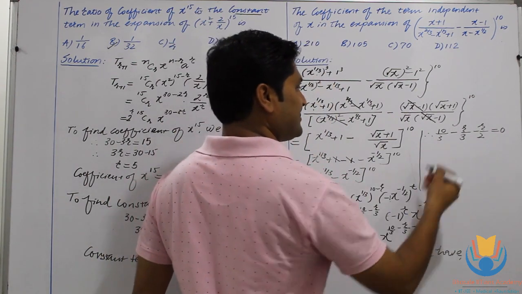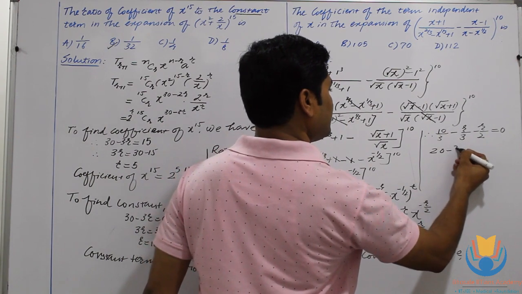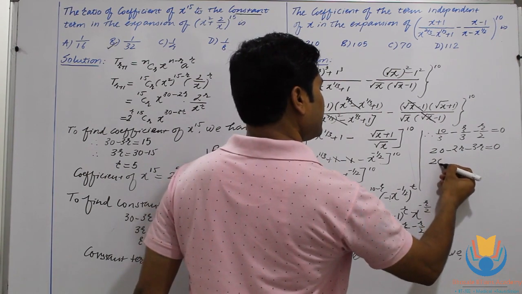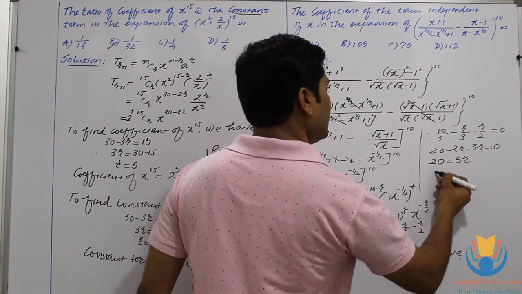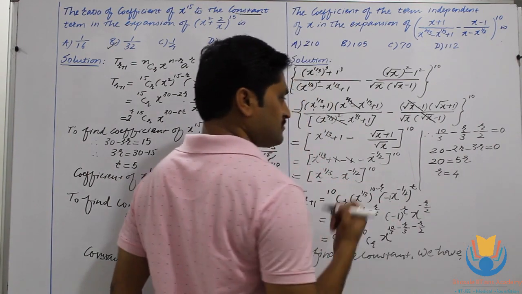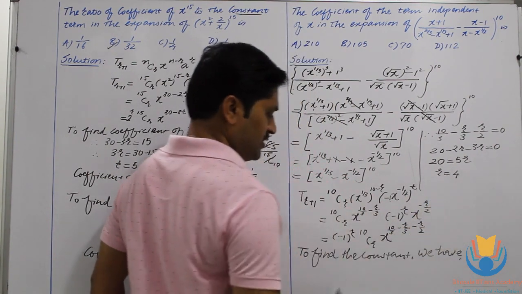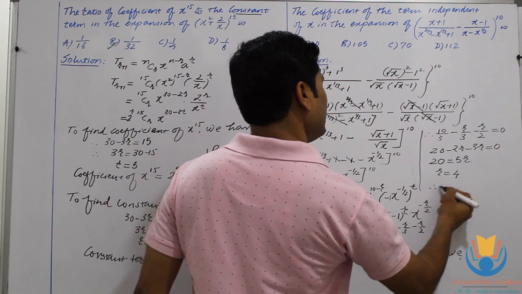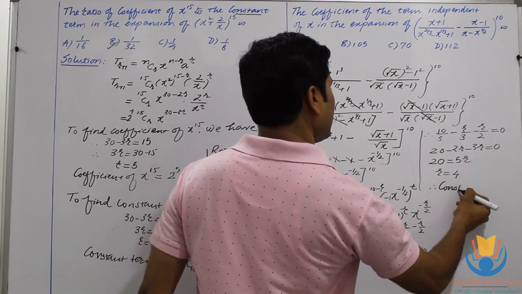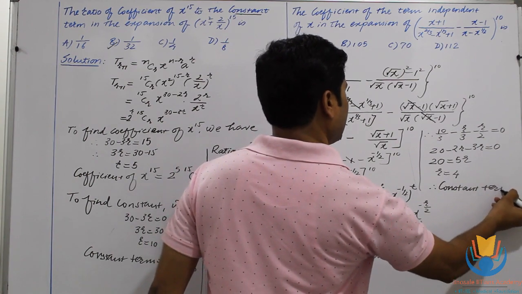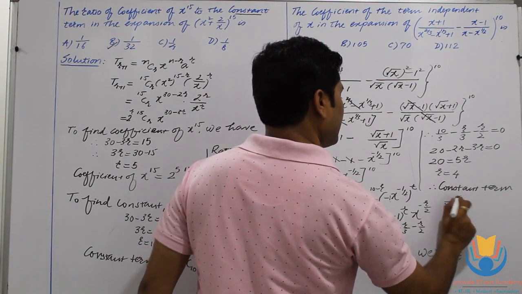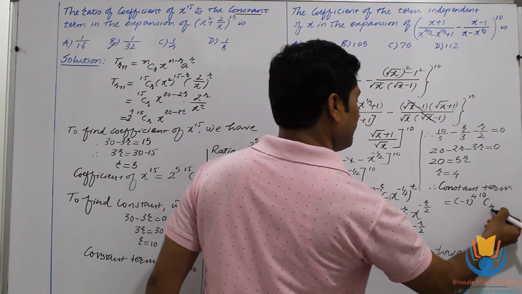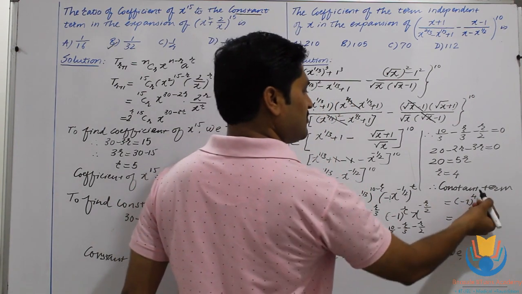So let's multiply throughout by 6. So this is 20 minus 2r minus 3r, which is equal to 0. So this is 20 minus 5r, that is nothing but equal to 5r. Therefore r is equal to 4. That means when I put the value of r to be 4 here in this part, we are going to get this constant term. Therefore that constant term is equal to minus 1 raised to 4, and this is 10 C 4. So we will use the formula of combination, that is nCr.